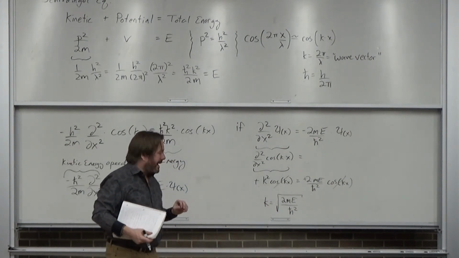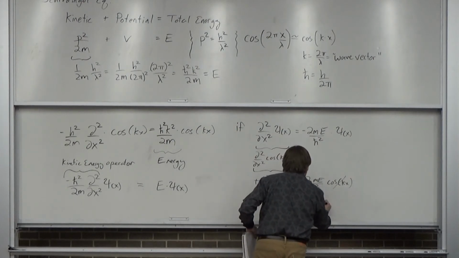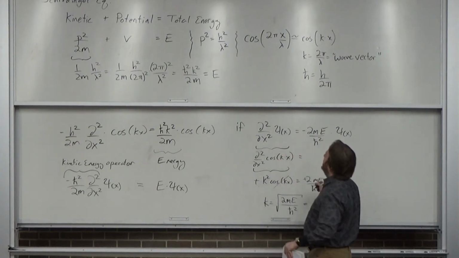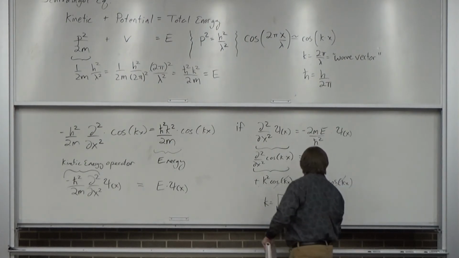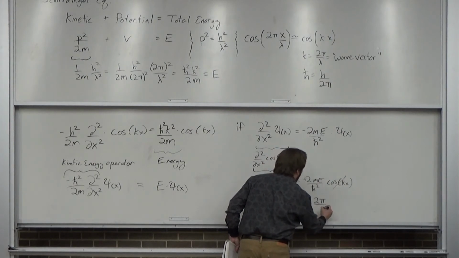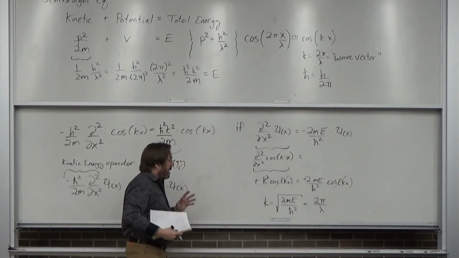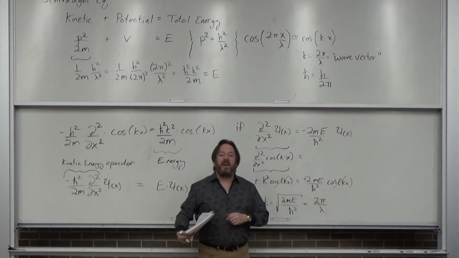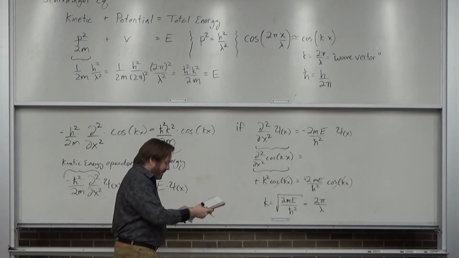Now remember that K is also equal to 2 pi over lambda. It's just late. So now I even have a really nice way to figure out what the de Broglie wavelength is of a particle depending on its mass and how much energy it has. So I'm getting all kinds of stuff.